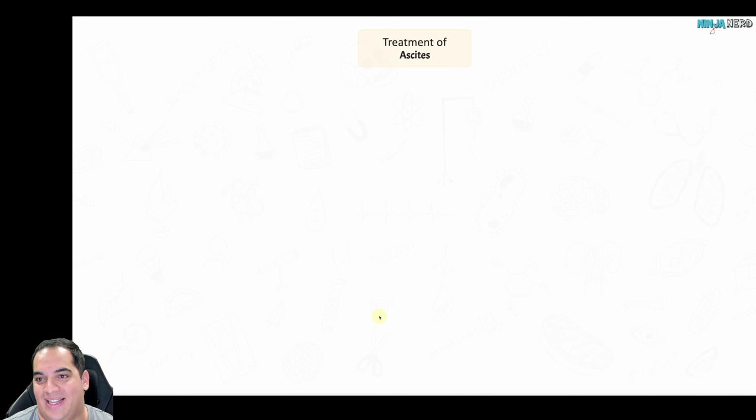All right, how do we treat ascites? Well, it really just depends. Oftentimes, if it's an exudative ascites, it's about treating the underlying cause.